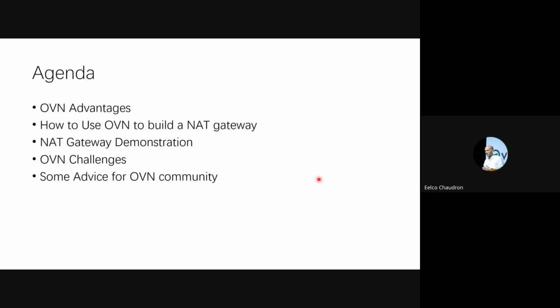First, I will talk about why we use OVN, what advantages OVN has. Second, I will tell you how we use OVN to build a NAT gateway. Then I will show you our demo setup and demonstrate our OVN-based NAT gateway prototype. And last, I'll point out OVN challenges we are facing and give some advice to the OVN community in order to improve or optimize these issues.